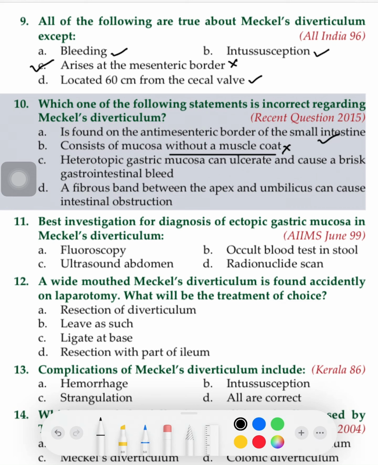Heterotopic gastric mucosa can ulcerate and cause brisk gastrointestinal bleeding. That's true. A fibrous band between the apex, that is, from the umbilicus, there can be a fibrous band arising to the apex of the Meckel's diverticulum. This fibrous band can cause intestinal obstruction. This is also true. So the answer is B. The best investigation for the diagnosis of ectopic gastric mucosa in Meckel's diverticulum is radionuclide scan.